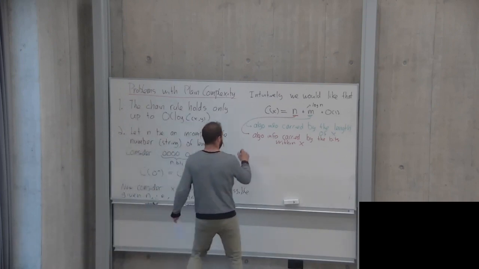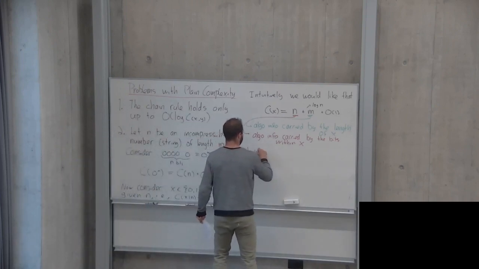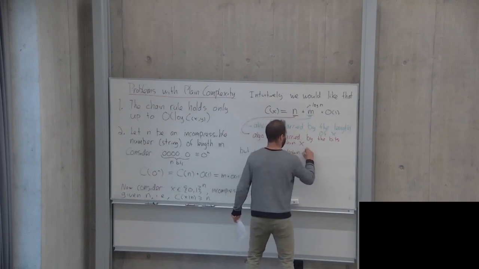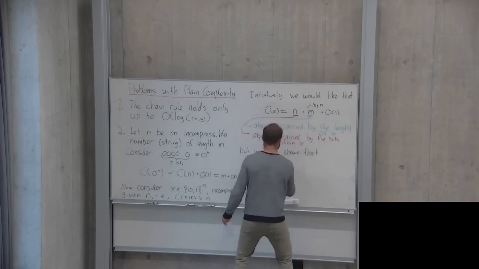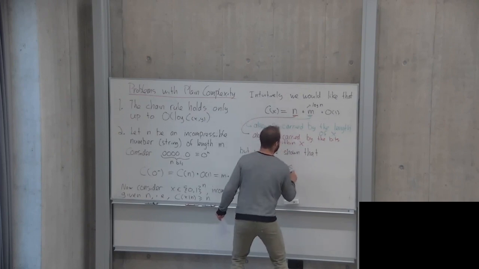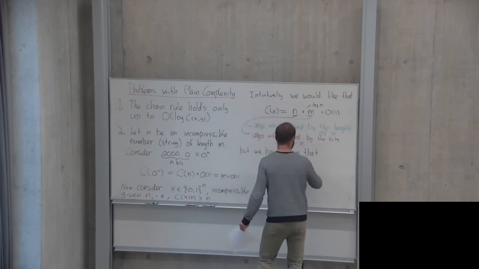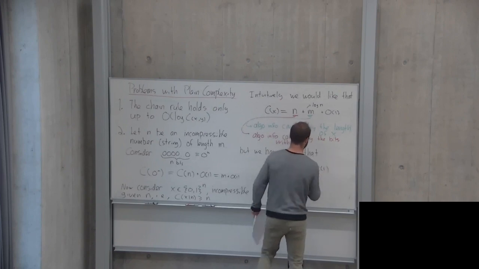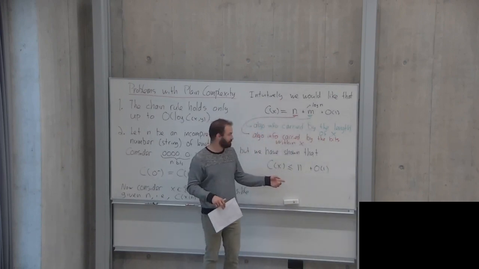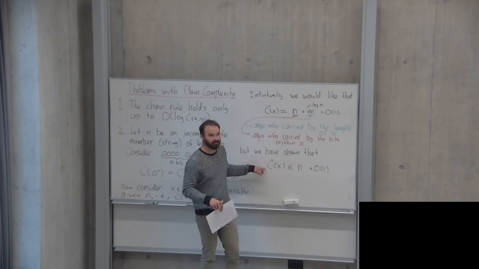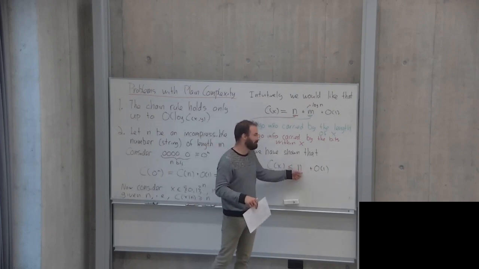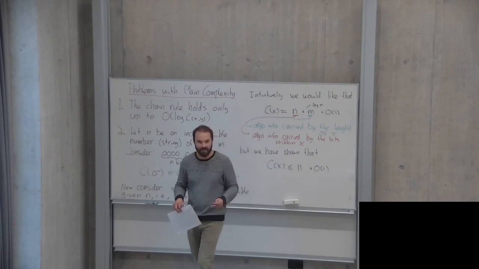But we have shown that C of x is smaller or equal to n plus O of 1 because of the print x program. This was shown last time. Actually, we showed that it was the length of x, but by definition, the length of x is n here.